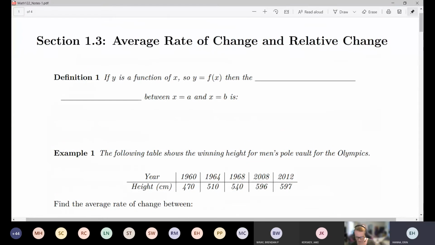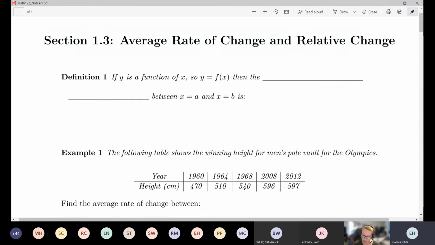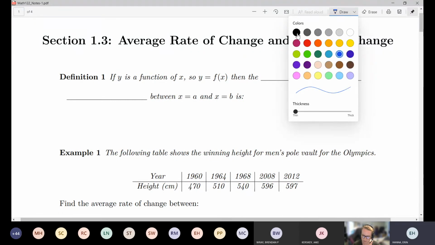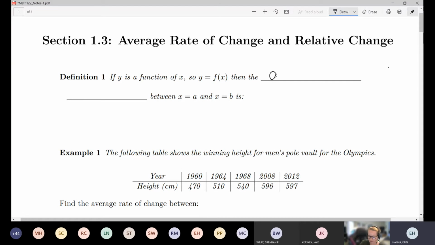Alrighty, average rate of change. So if y is a function of x, so y equals f of x, of course, then the average rate of change between a and b is going to be the following.